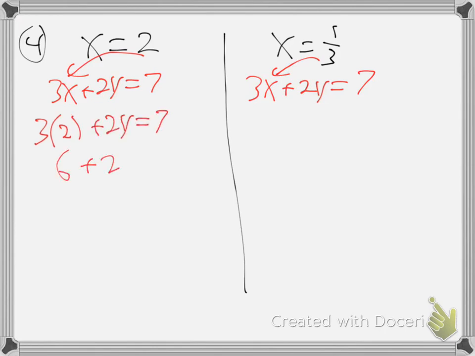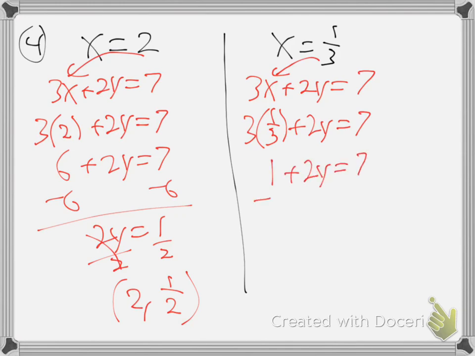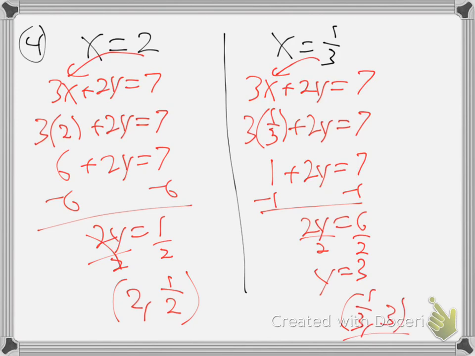We get 6 plus 2y is 7. Subtract 6, 2y is 1. Divide by 2. There we go. So the answer is 2 for x, a half for y. And the other one: 3 times a third plus 2y is 7. 3 times a third is 1. So 2y is 6. Divide by 2. y is 3. So the answer is x is 1/3, y is 3. Whew. There we go.